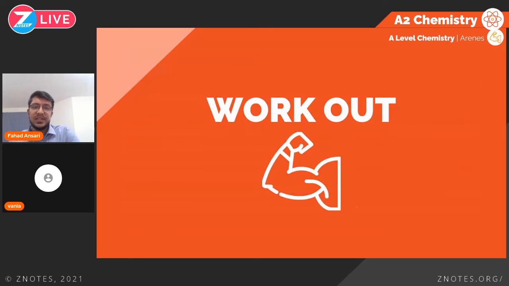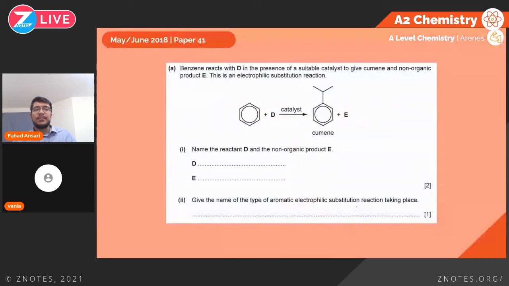All right, so that's enough for benzene and its reactions. Now let's do some past paper questions just to understand what we have gone through. Over here, benzene reacts with a compound D that is unknown to us, in the presence of a suitable catalyst to give cumene, which is over here, and non-organic product E. This is an electrophilic substitution reaction, so we need to name the reactant D and the non-organic product E.